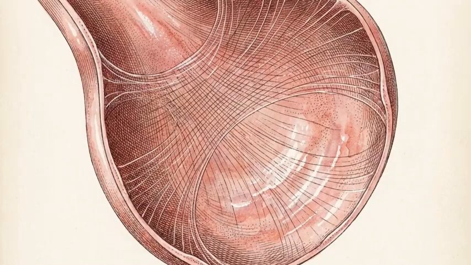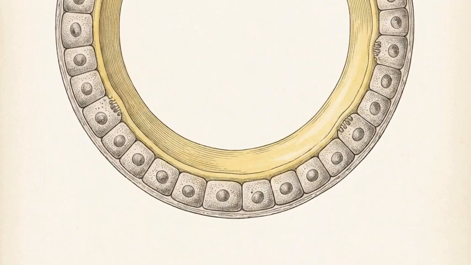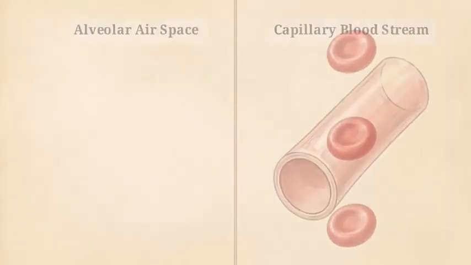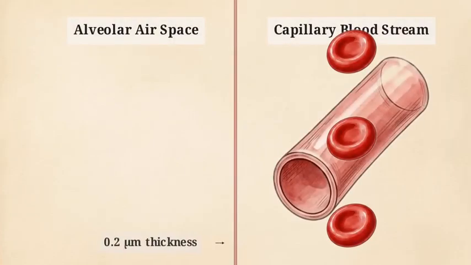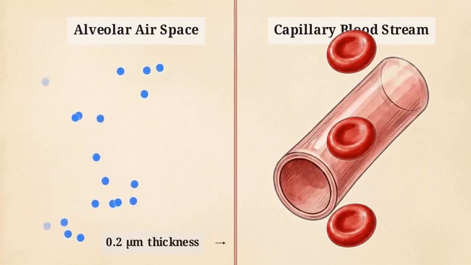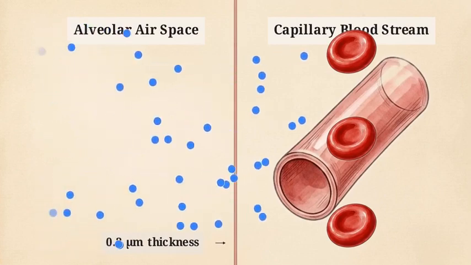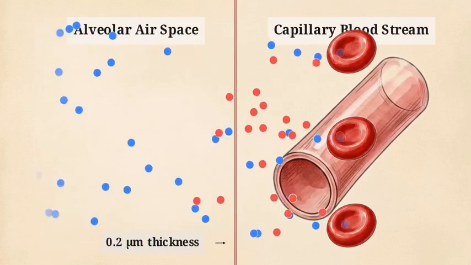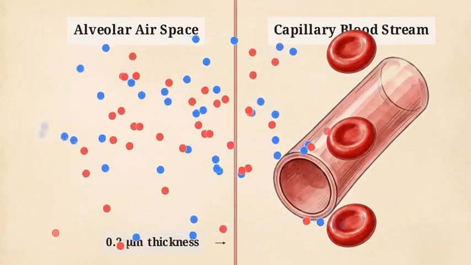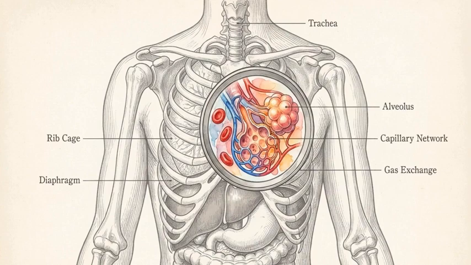To keep these delicate bubbles from collapsing under their own surface tension, specialized type II cells secrete surfactant, a fatty substance that maintains the structural integrity of the sac. The walls of these sacs are type I squamous cells, creating a 0.2 micrometer blood-air barrier. Oxygen molecules cross this membrane to bind with hemoglobin in red blood cells, while carbon dioxide unloads into the alveoli. This rapid molecular exchange is the singular chemical goal that the entire mechanical respiratory system is designed to achieve.